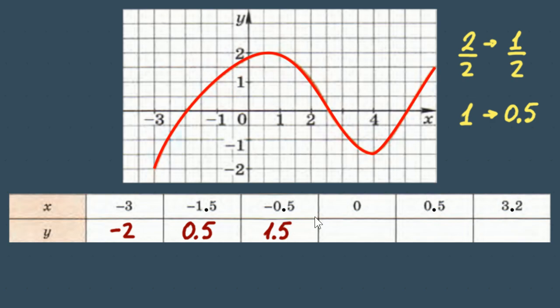When x is equal to 0, the value of the function will be approximately 1.6, 1.7. For the value of the independent variable 0.5, the value of the function will be 2. And for 3.2, it will be about here. We will get the value of the function -1.